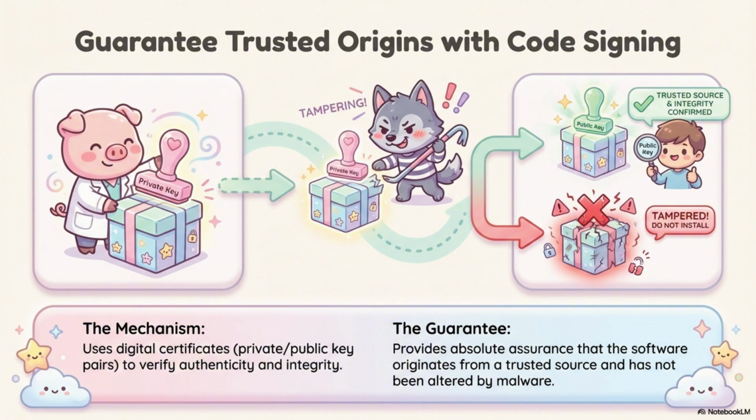Code signing uses digital certificates to verify the authenticity and integrity of software. A developer signs the application with a private key, and users verify the signature with the corresponding public key certificate. Code signing provides assurance that the software originates from a trusted source and has not been altered. If malware modifies the code, the signature validation fails.